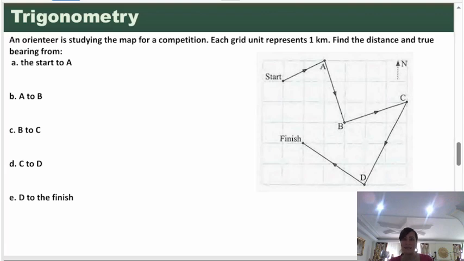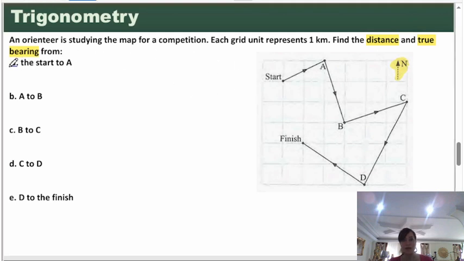So let's get started. Here it says an orienteer is studying the map for a competition. Each grid unit represents 1 kilometer. Find the distance and the bearing from this image. So I am going to find the distance and bearing from this image. We see the north arrow in the image shows up.